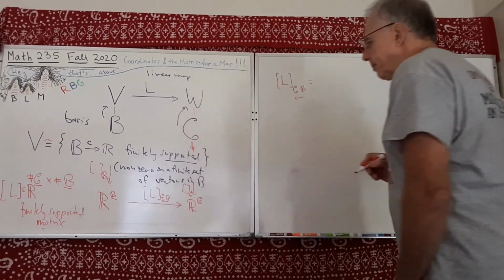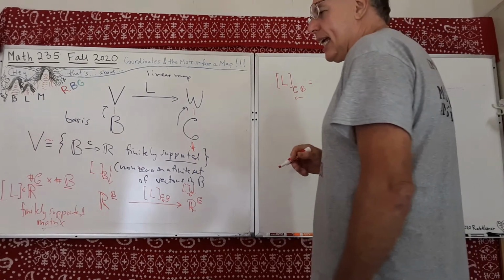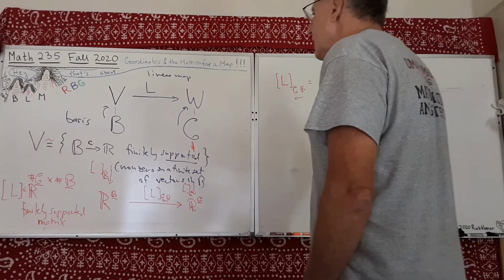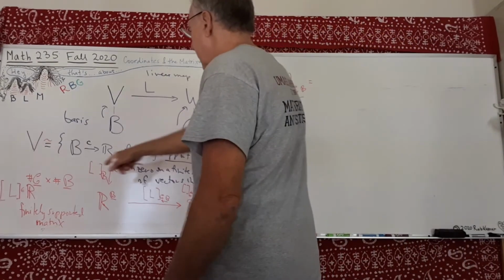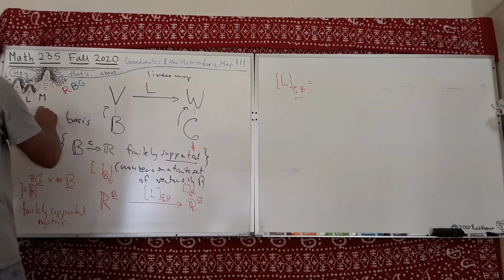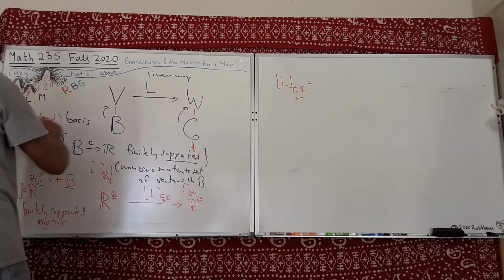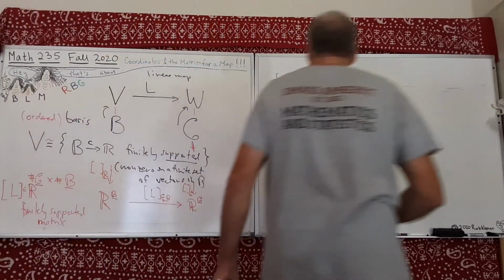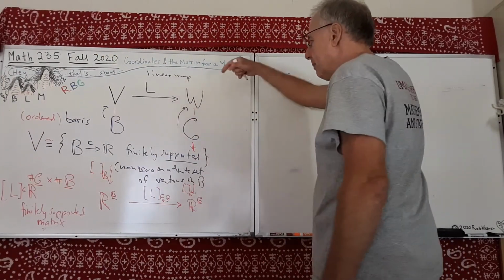Well, I'll write the finite case down here. Okay, so technically I need an ordered basis, by the way, to make sense of the matrix. So maybe I'll put ordered basis here. So I need to be able to order it in order to actually define the map, this coordinate map.